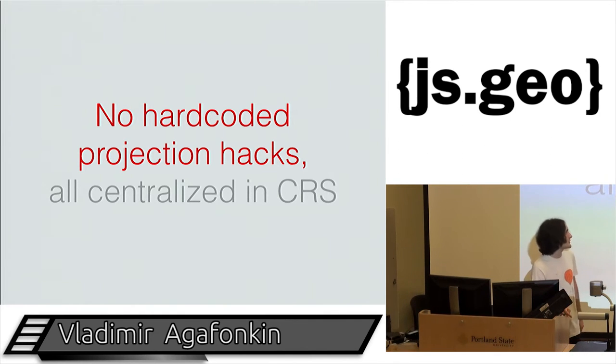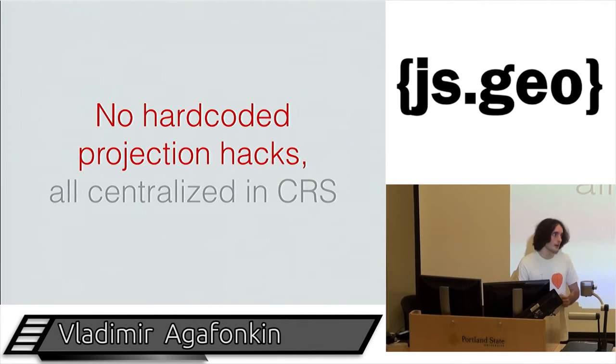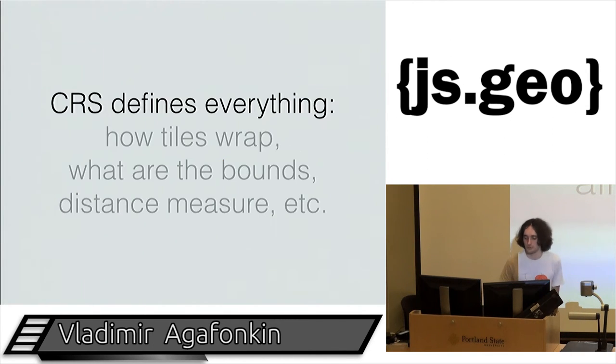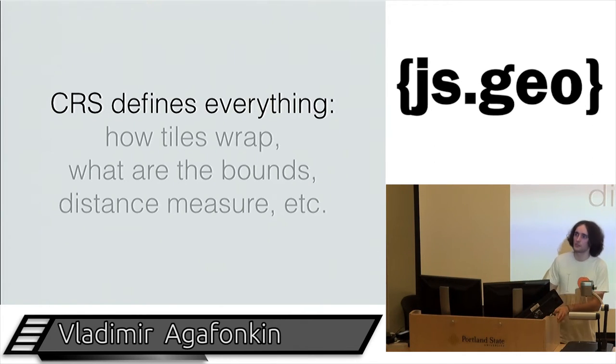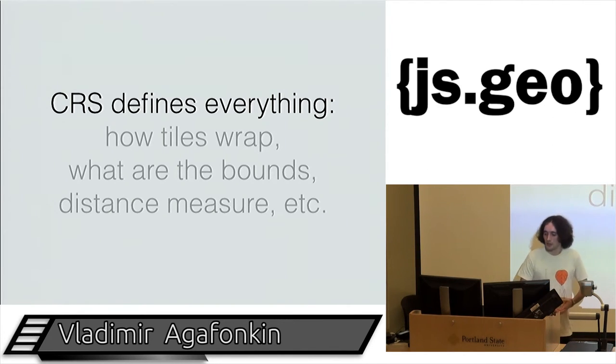And previously there were a lot of projection hacks throughout the whole source code. So lots of hacks in the tile layer implementation, and lots of hacks in the vector implementation, etc. And now there are no hacks at all. Everything is centralized in the CRS implementation. So now the CRS that you choose for your map defines everything, how tiles wrap, what the bounds are, distance measure, and it's much easier to use weird projections and projections that are not Earth-based, like simple projections for games, for example.